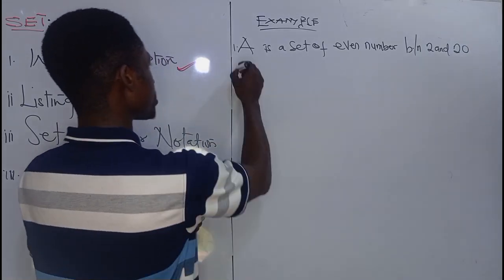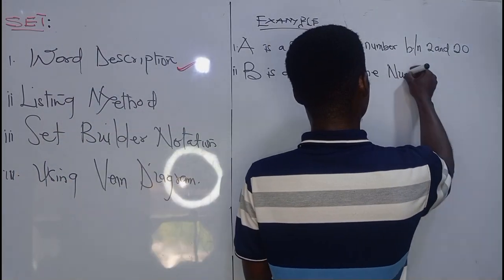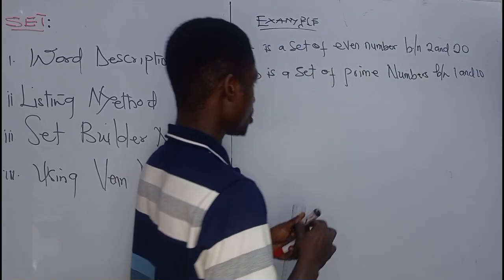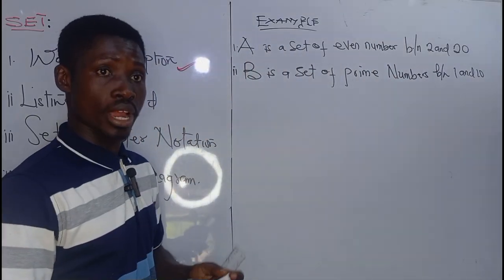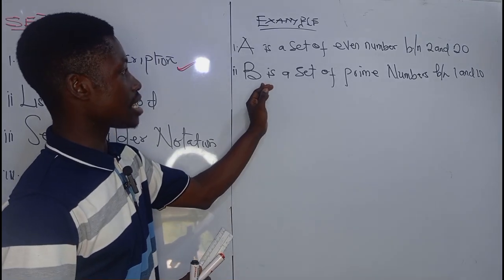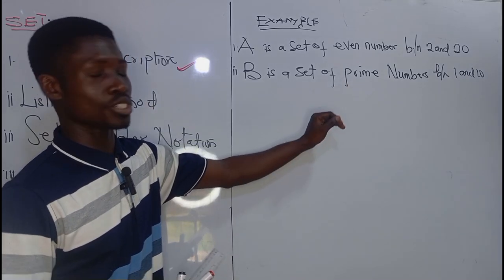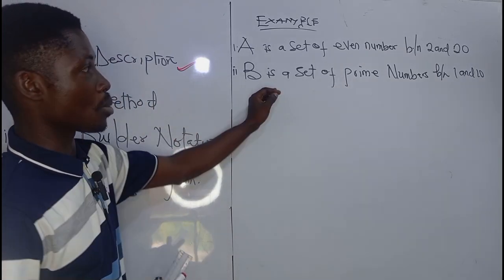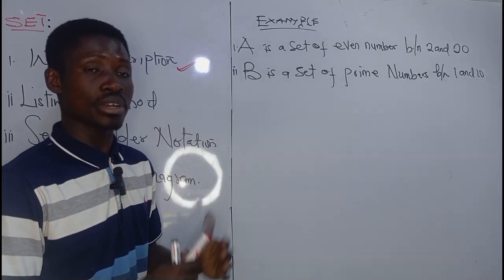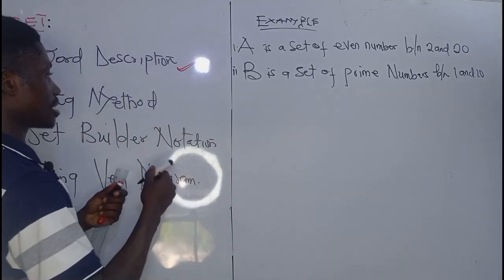Another example is, we have also used words or sentences to describe a set. We are saying that D is a set of prime numbers between 1 and 10. So when we talk about the word description form, it means using words or sentences to describe a given set.